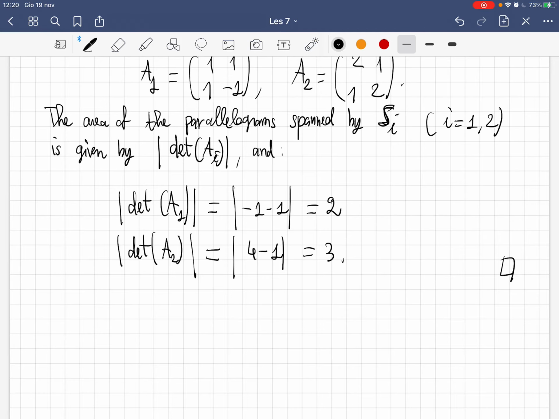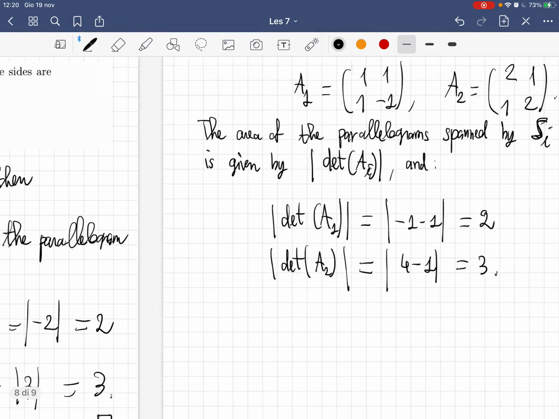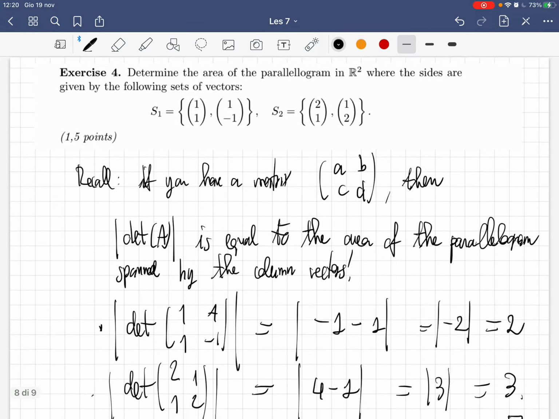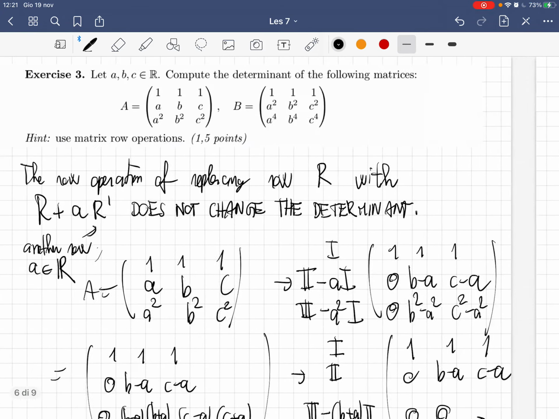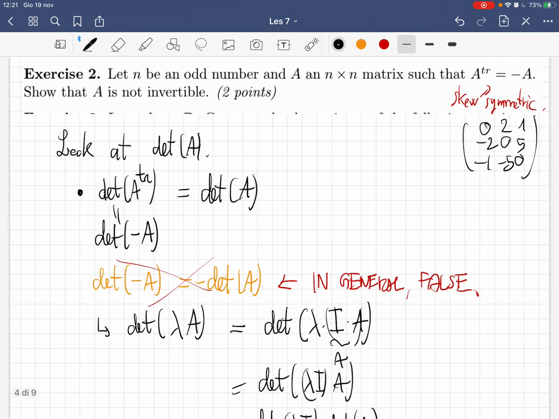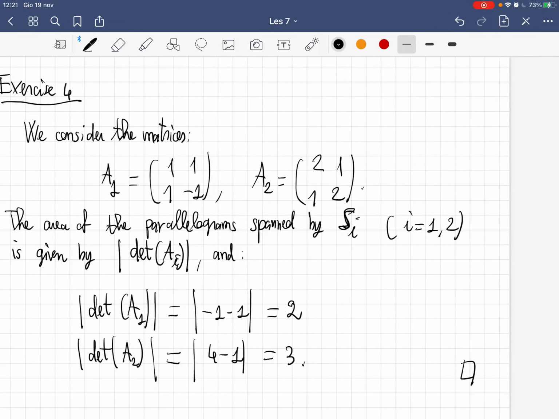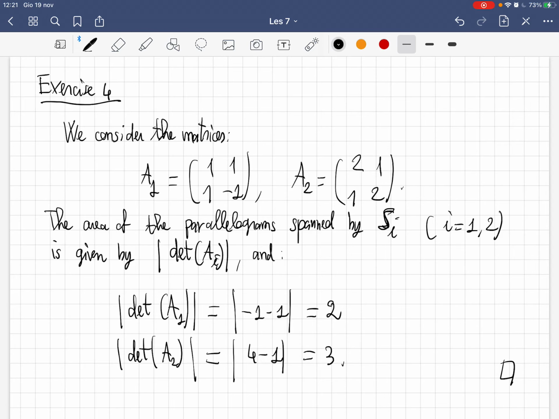Done. So this time it was a little quicker than before, fortunately. Exercises on determinants are probably the easiest ones you can encounter in linear algebra, but okay, we made it. There's nothing more to add, I think. Let me just check. But it's correct, right? 3. Yeah. Okay. So this is it. And see you next time.